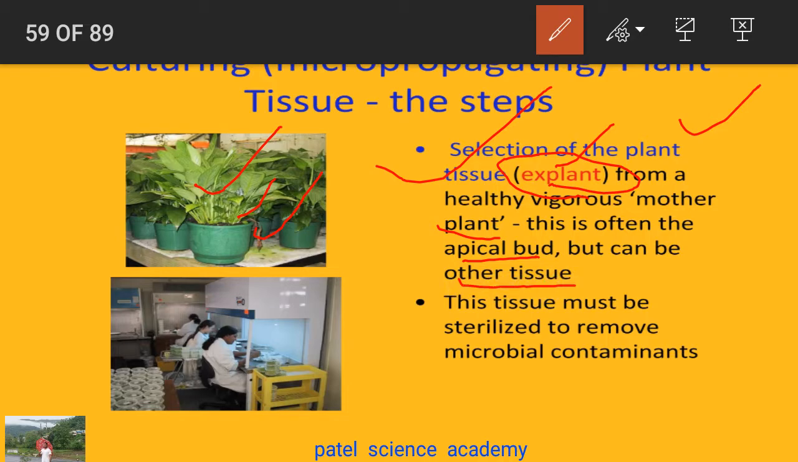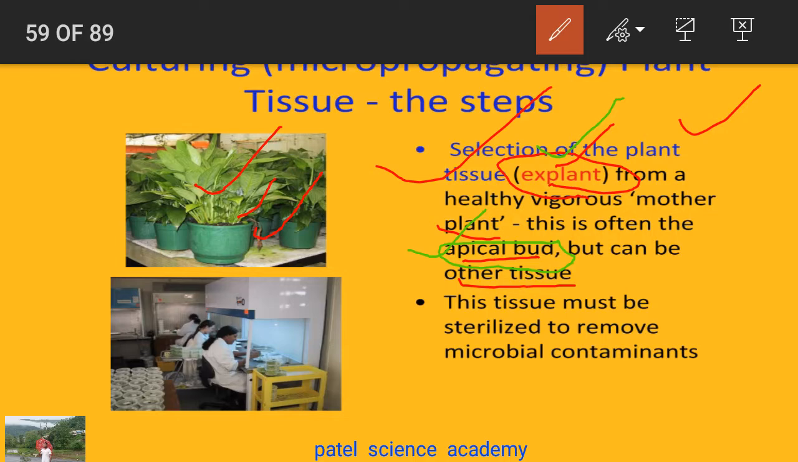So dear students, you are observing here one thing, apical bud. So apical bud is mostly used in tissue culture. Why is the apical bud used as an explant? Because generally it is always a disease free part of the plant, because it is not an infectious part in the plant. So you can remember it, apical bud is the part which is generally disease free. That's why generally apical bud is used for tissue culture as an explant.